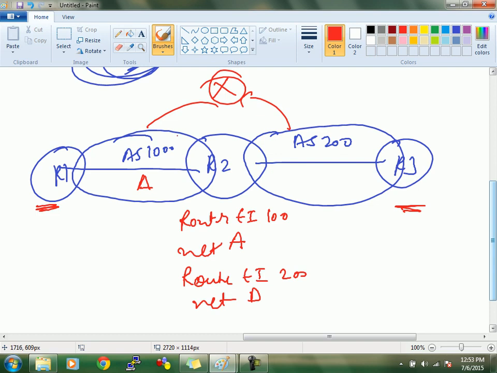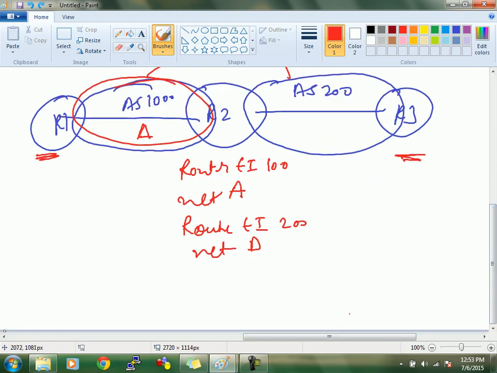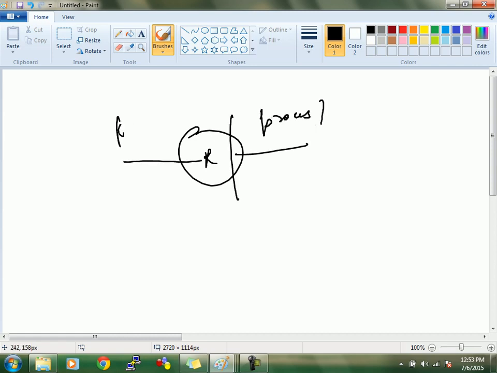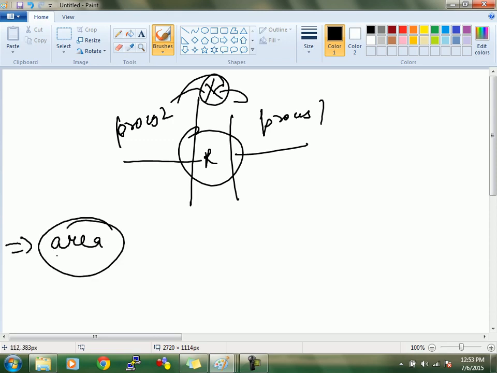Similar case with OSPF also. Here you can run... No, OSPF is different, like this. On this interface you can run process 1, on this interface you can run process 2, but they will never communicate. This thing is clear? And to define a domain in case of OSPF, we have a concept of area. What is area?